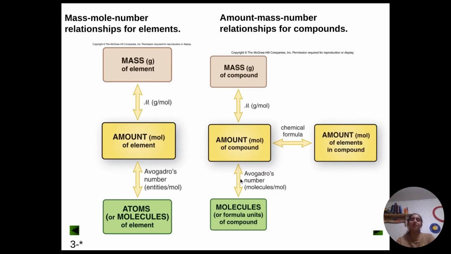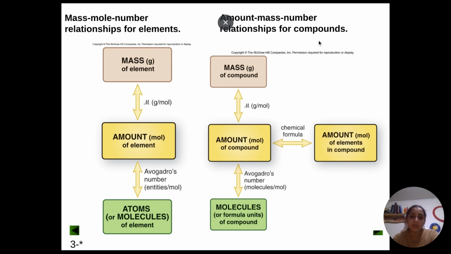Okay, moving on, there are mass-mole-number relationships for elements. We're only looking at this side. The mass of element is your molar mass, in grams per mole. Then the amount in moles of element, with Avogadro's number as we showed earlier, gives you your atoms or molecules of element.